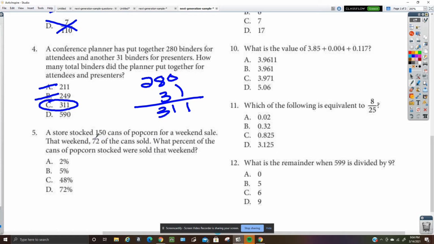A store stocks 150 cans of popcorn for a weekend sale. The weekend, 72 cans sold. What percentage of the cans of popcorn stock were sold for the weekend? Well, you know that 50% of 150 is 75, so it's almost 50%. This is way too small, too large. So if we just estimate, here we get 48%.